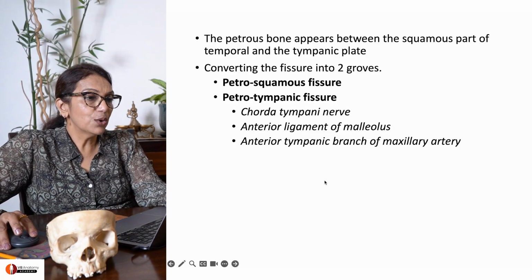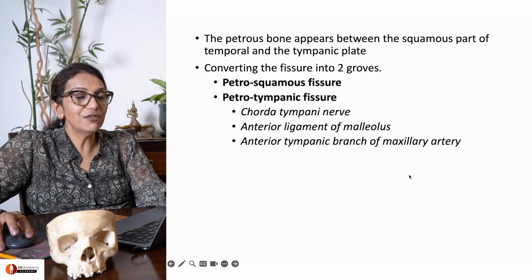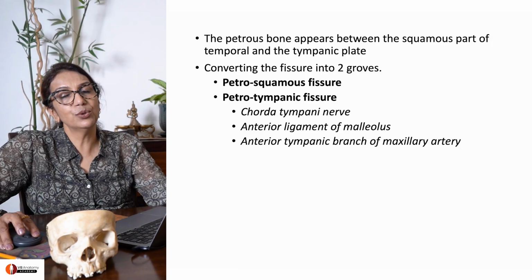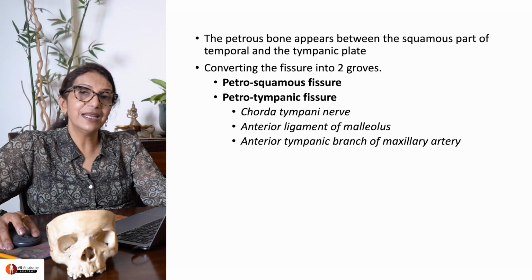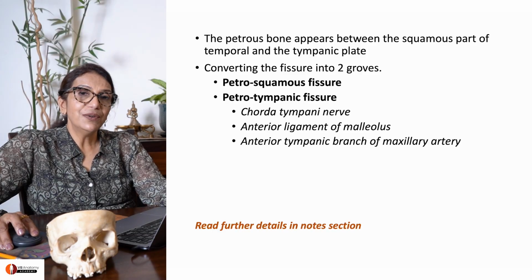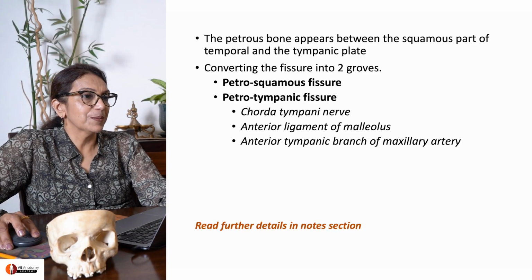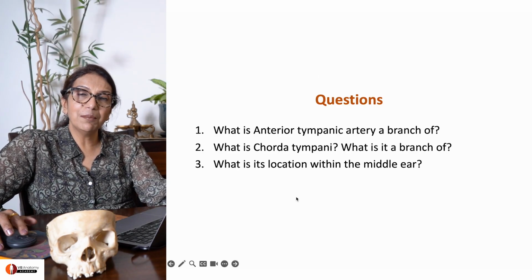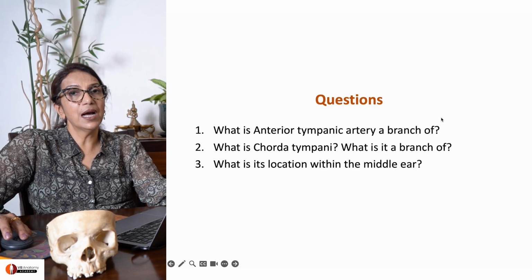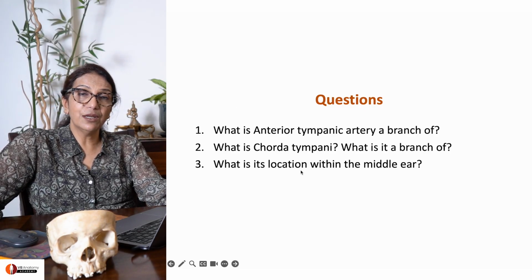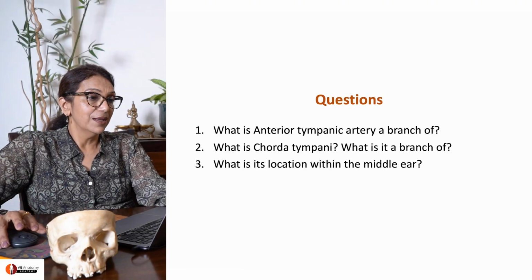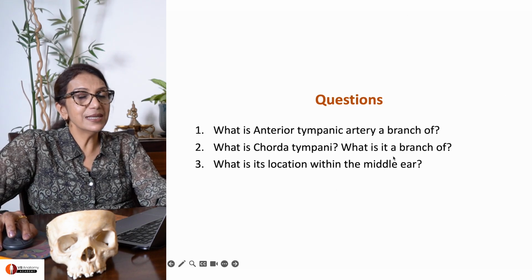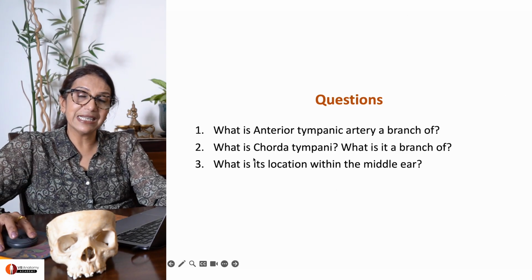What are the structures? The chorda tympani nerve and the anterior ligament of malleus. Whereas the anterior tympanic branch of maxillary artery enters into the middle ear through that petrotympanic fissure. For further details, please refer to the notes section. So, some of the commonly asked questions: what is anterior tympanic artery a branch of? What is chorda tympani nerve? When it leaves the middle ear, where is it going? What is its location within the middle ear itself? Whose branch is chorda tympani? All these are questions that get asked with Norma Basalis.